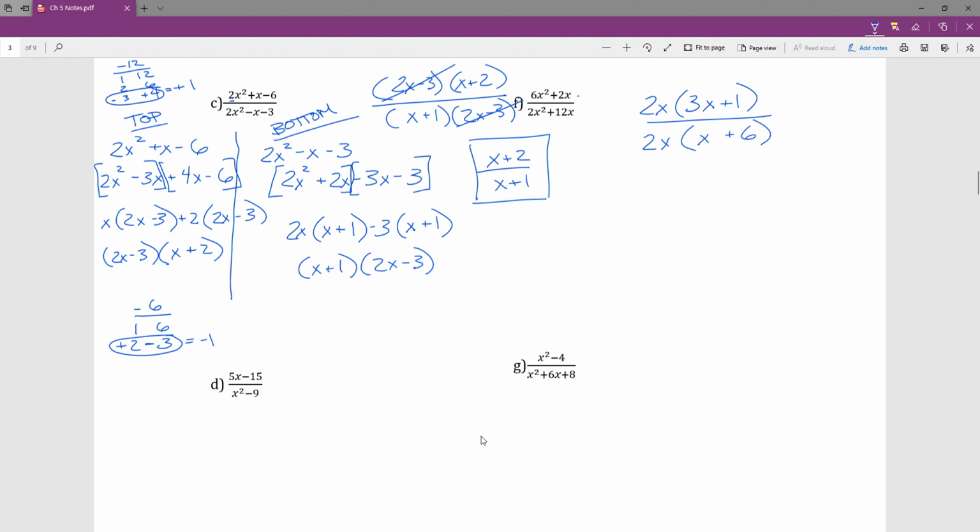Here I have not the brackets matching, but that 2x matching, so I could cancel that out because it's something divided by itself being 1, and my final answer would be 3x plus 1 all over x plus 6.